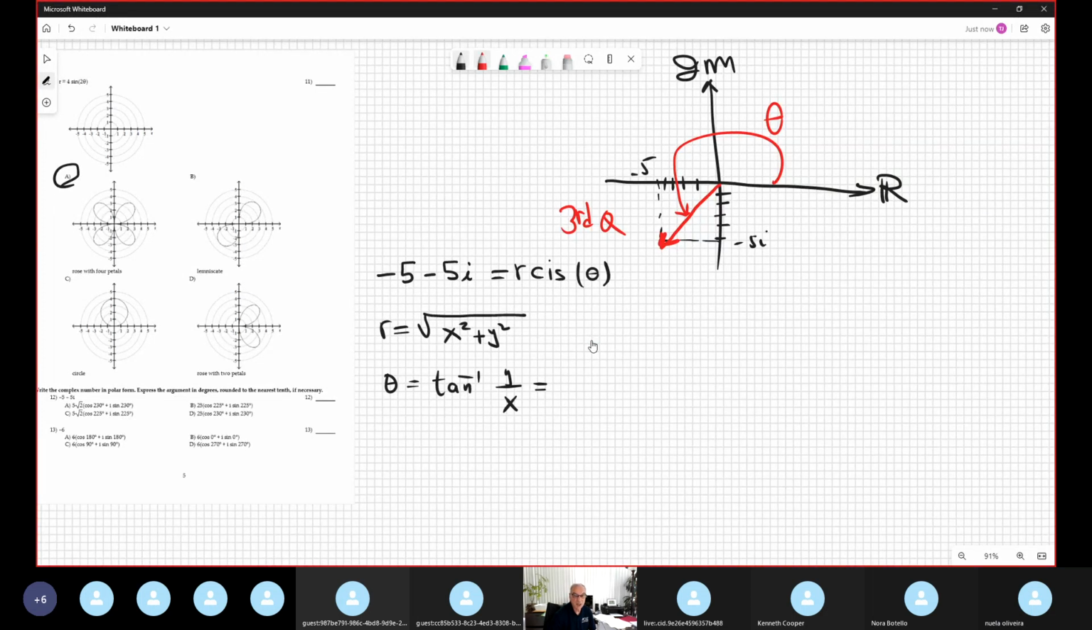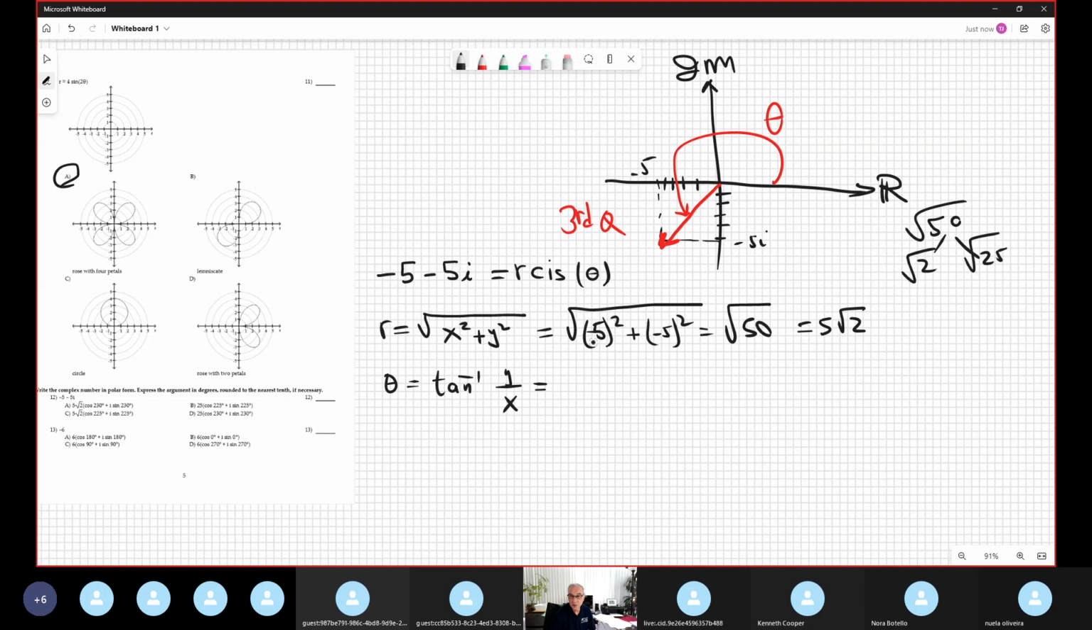Let's do the easy part, the radius. The radius part is easy. It's the square root of 5 squared. Well, actually it's negative 5 squared, but I don't care about the negative because squared it's positive. 25 plus 25 gets 50. Leave it like that, or simplify a little bit: it's 5 radical 2, because 50 is 25 times 2, and the square root of 25 is 5, and radical 2 stays inside the radical.